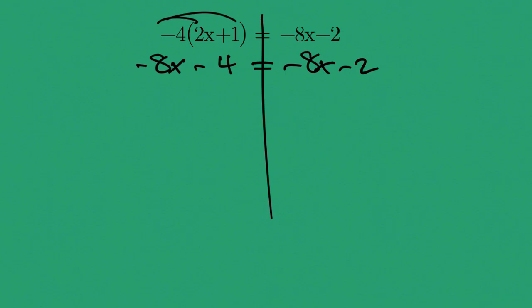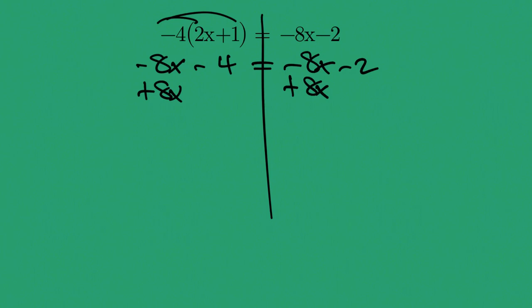So distribution is done. Both sides are as simple as they're going to get. There's nothing on either side that I can combine right now. Now it's going to come to moving the variables. I am going to move my variables to the left-hand side, so I am going to choose to add 8x to both sides.